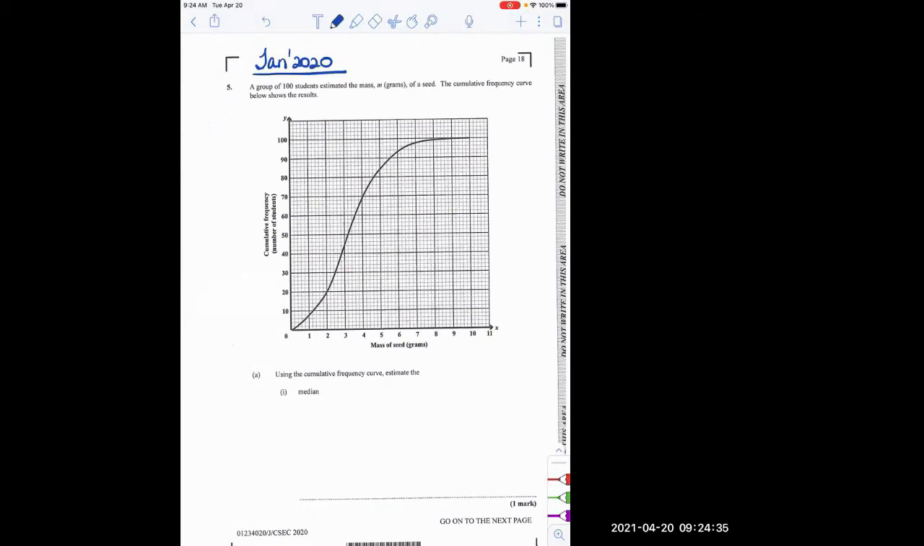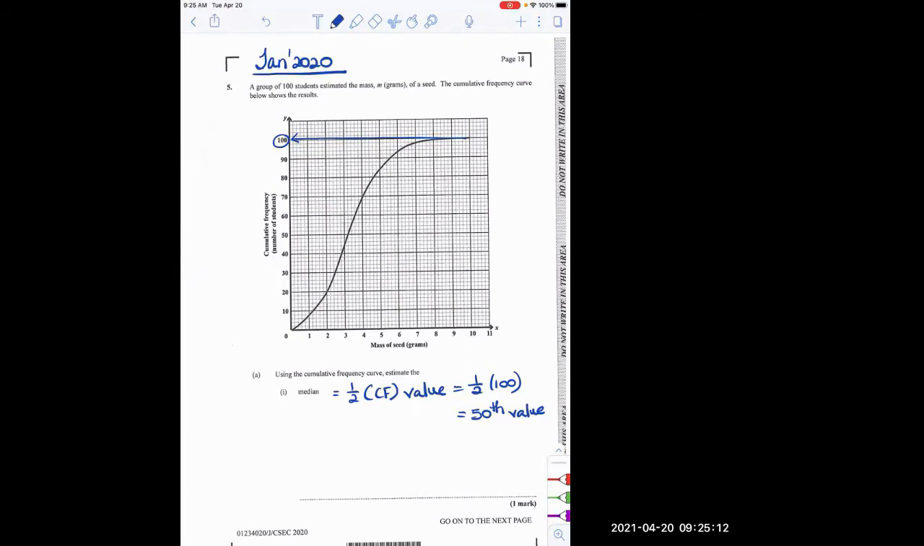Now, the median comes from the set of cumulative frequency data, and the formula for median is a half of the cumulative frequency value. So we look at the highest point in our curve. The highest point in our curve has a value of 100. So we are looking for half of 100, which is the 50th value. So they ask, estimate the median.